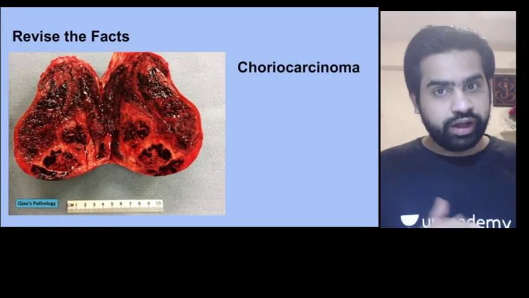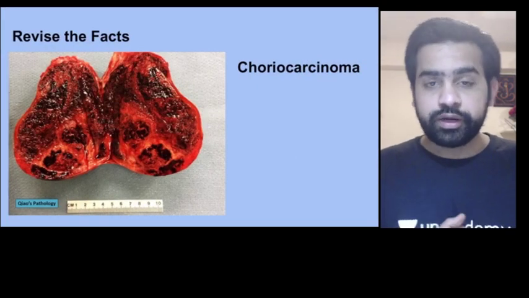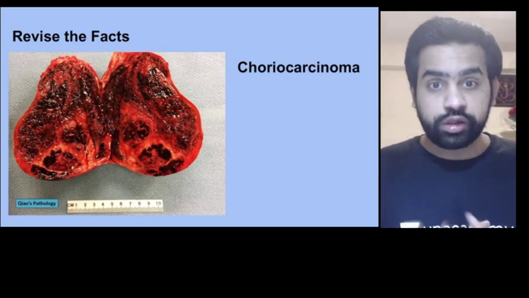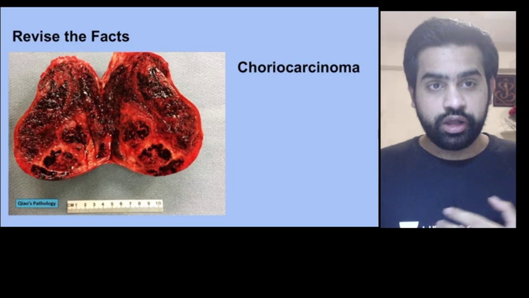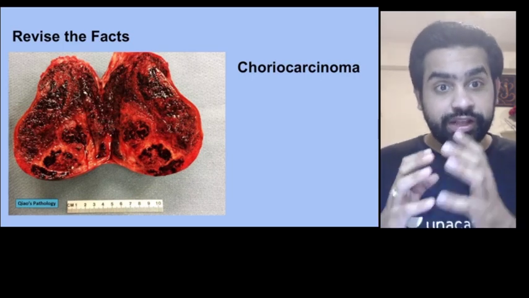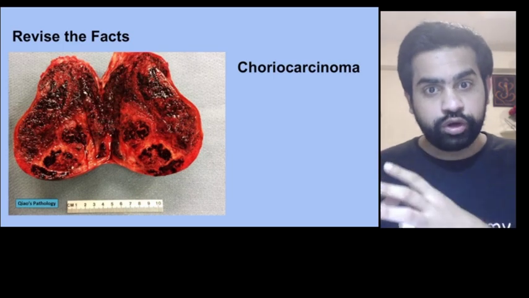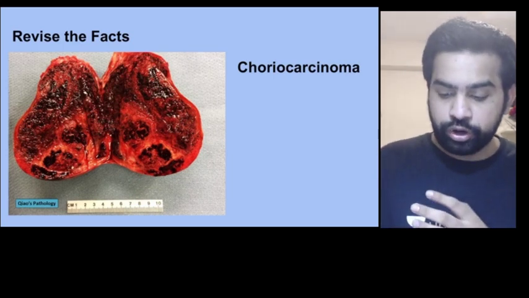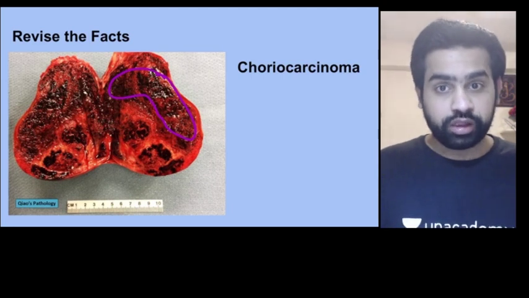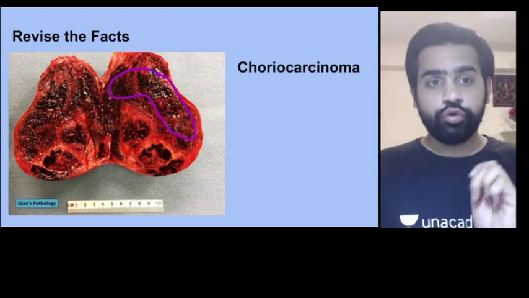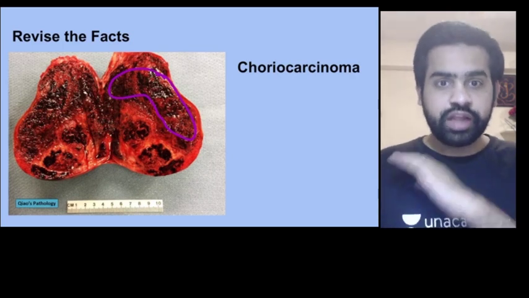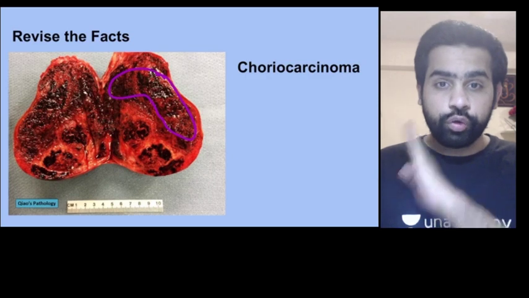Now let us revise the other gross features. What is this gross feature you're seeing over here? This is a patient of choriocarcinoma. Why is it a choriocarcinoma? In choriocarcinoma, what you're basically seeing is regions of hemorrhage and necrosis. Are you able to appreciate this? This is the part where you have hemorrhage and necrosis, and that is a characteristic feature of a choriocarcinoma. So on the gross section, you get hemorrhage and necrosis. That is a characteristic feature of a choriocarcinoma.